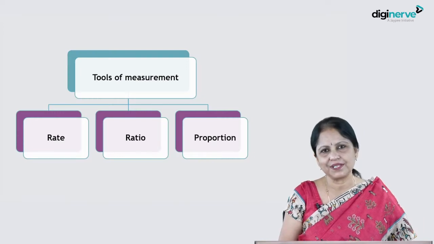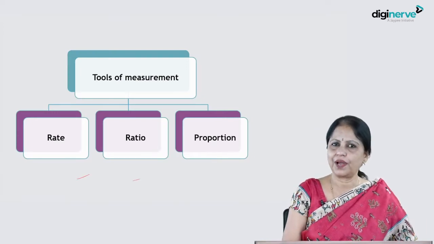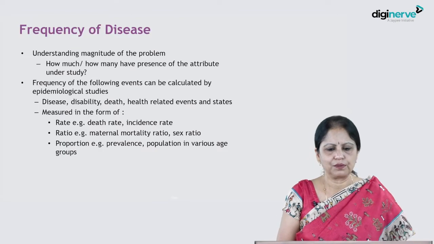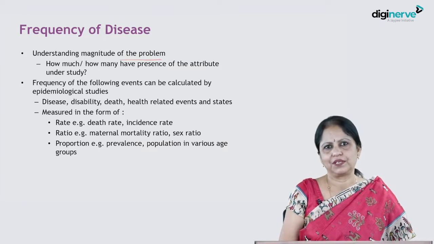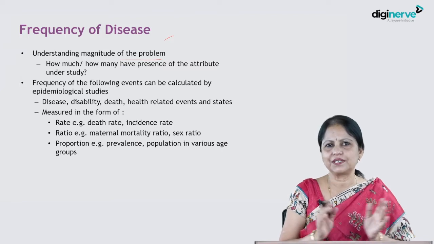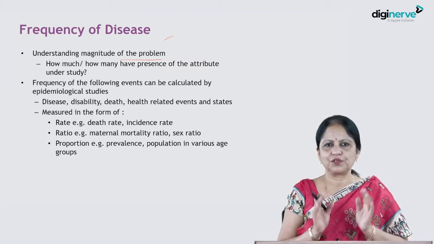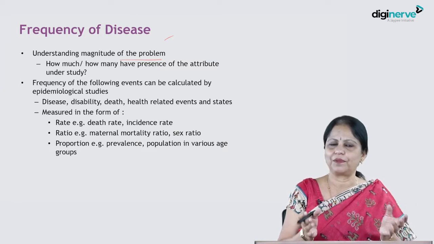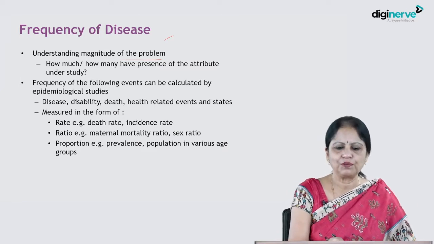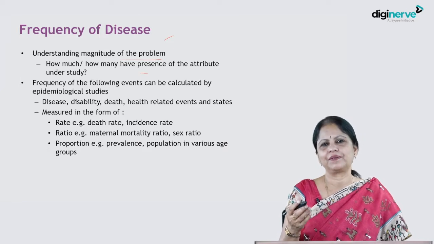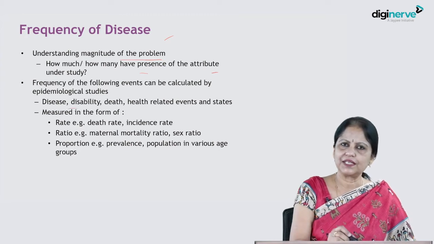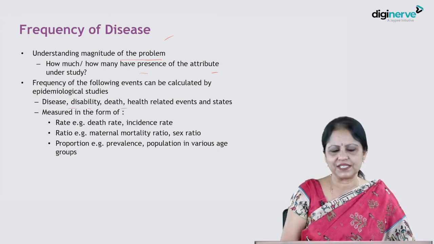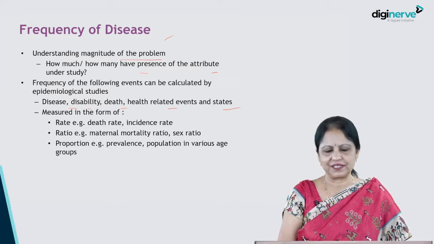The tools of measurement I told you are rate, ratio and proportion. What are these required for? To understand the magnitude of the problem. To assess the frequency of the disease, I told you there are three parts: frequency, distribution and determinants of disease. Frequency gives the burden or magnitude of the problem. We want to know how much of the population is suffering, how many people have been attacked, etc. So we study frequency for disease, disability, death and other health related events and states.